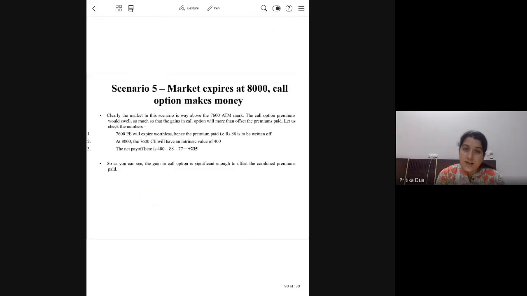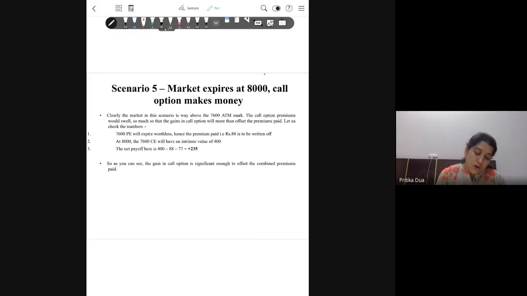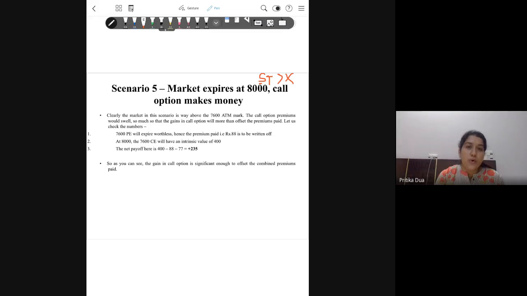And the last scenario is that the market reaches a good high and the spot rate is much higher than the exercise price. Your call option is in the money. 7600 का कॉल ऑप्शन है, मार्केट प्राइस 8000 है, 400 रुपीज का आपको प्रॉफिट हुआ है, 165 आपने प्रीमियम पे करा है, so now your net profit is 235.